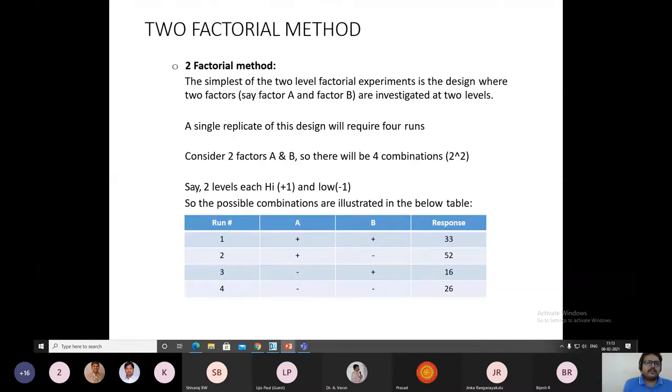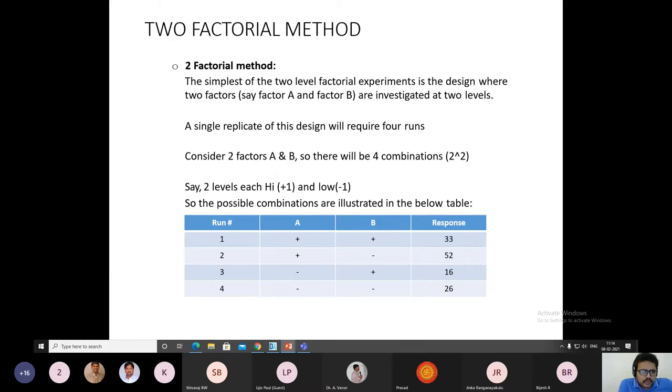Next, the two-level factorial method. It's the simplest method. If your design has only 2 factors and 2 levels, then your design will be very, very simple. Here there is one small example also. The simplest of the 2-level factorial experiment designs is where 2 factors, say A and B, are investigated at 2 levels. A single replicate of this design will require 4 runs, 2 to the power of 2.